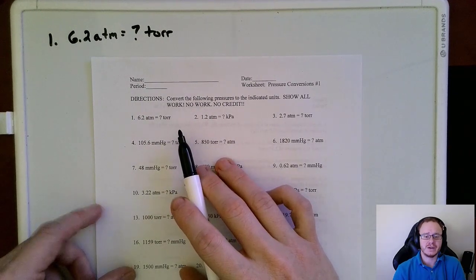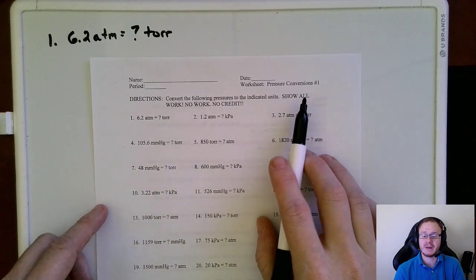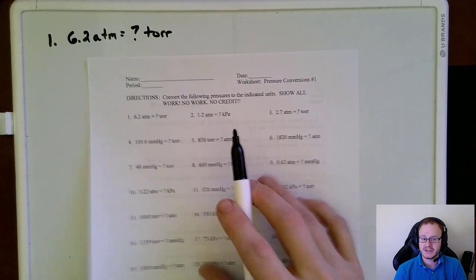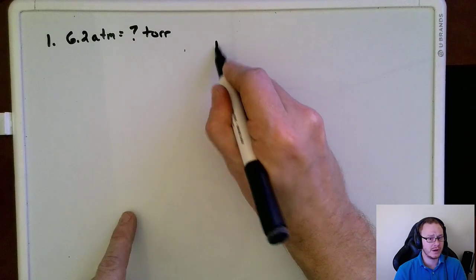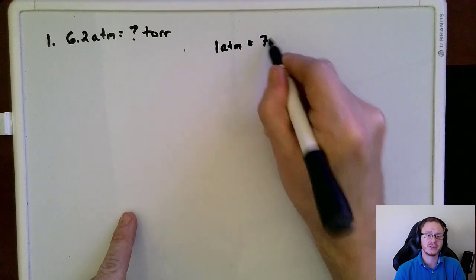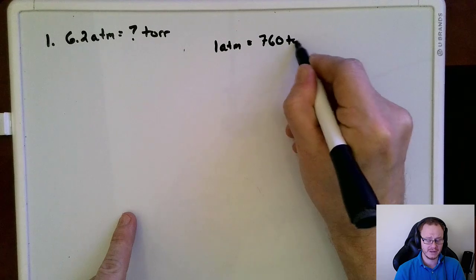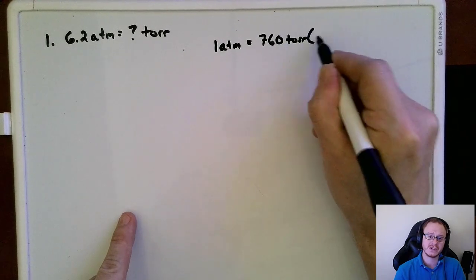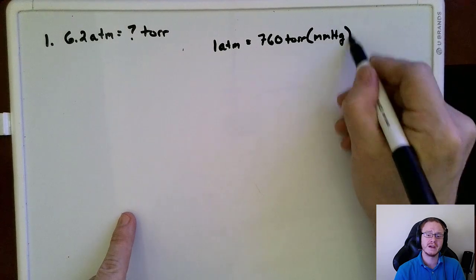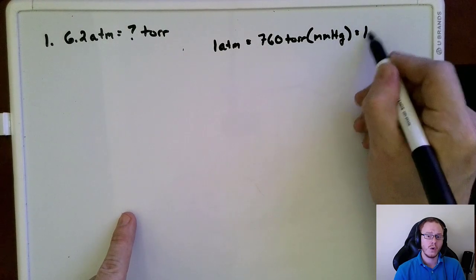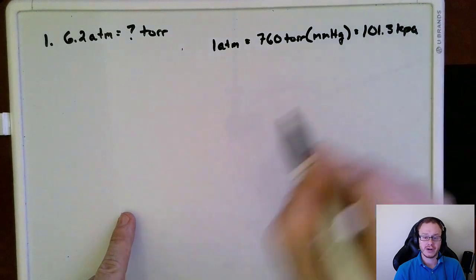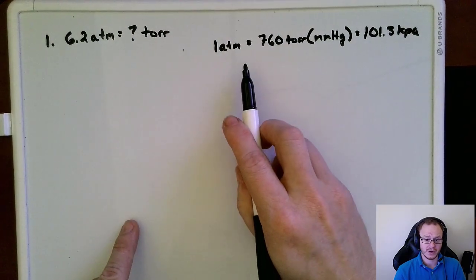Let's take a look at a few example problems this week since we'll be looking at pressure conversions only. Remember, I still need to see all your work, and we're going to begin with our pressure conversions. 1 atmosphere equals 760 millimeters of mercury, which is the same thing as 760 torr. They're equal to the same thing. This is also equal to 101.3 kilopascals. All three of these units are equivalent to one another.